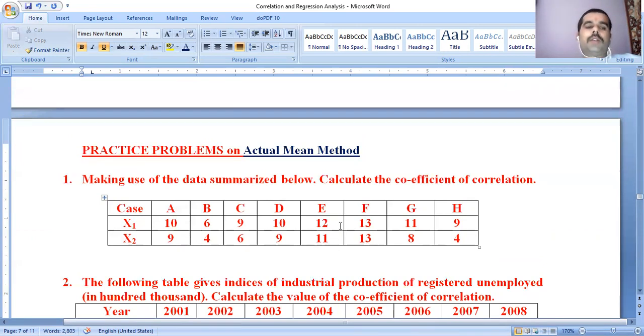So thank you very much for today's class. We will meet in the next class on the topic called Karl Pearson coefficient of correlation on the actual mean method. In that also a small problem will be there. We are going to solve the problem, and in the same manner as we practice these 7 actual mean method problems, assumed mean method problems are also available. So try to solve all these problems. Thank you very much.